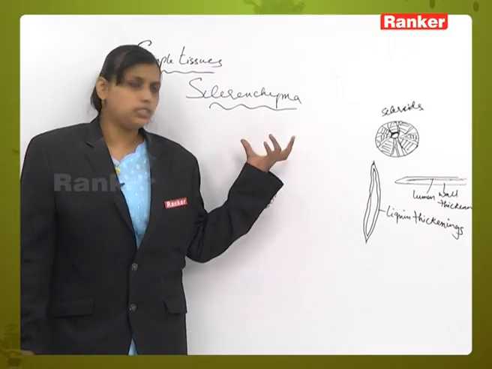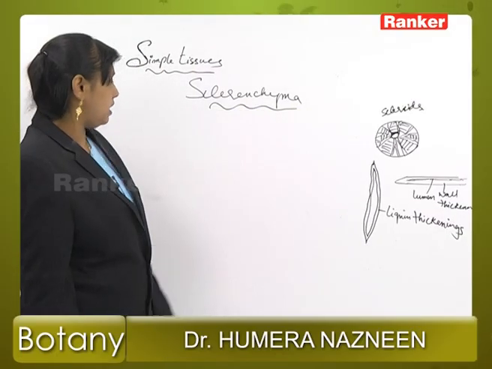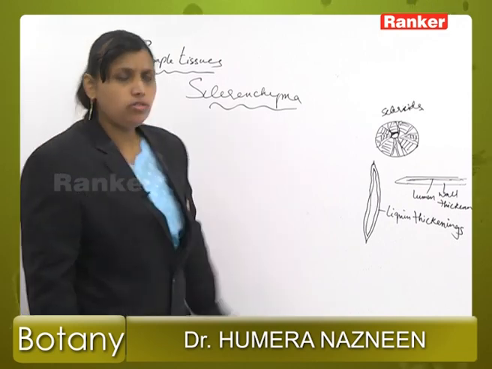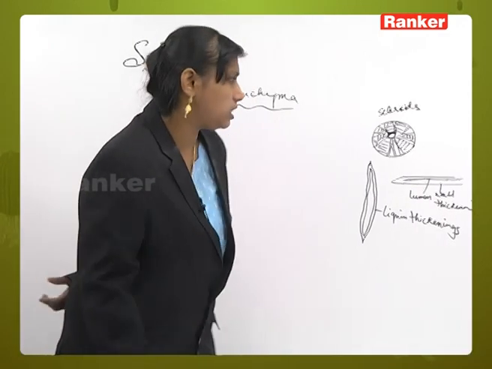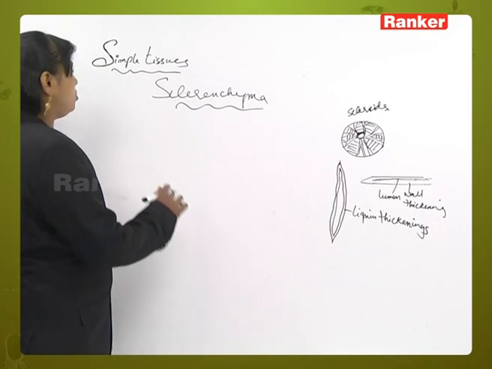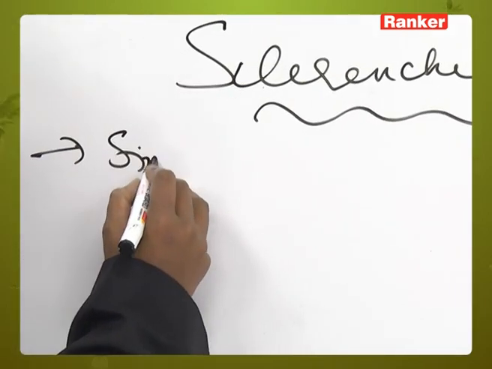The next type of simple tissue which we are going to discuss is Sclerenchyma. We have already discussed parenchyma and collenchyma. Now what is Sclerenchyma? Sclerenchyma is also called a simple tissue.